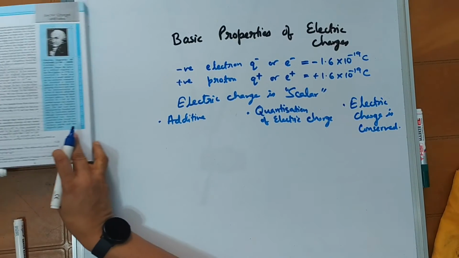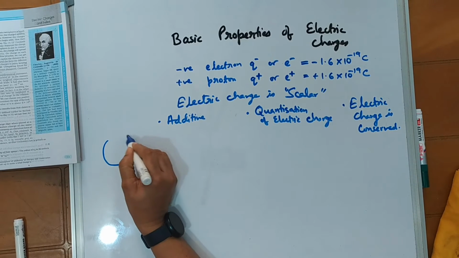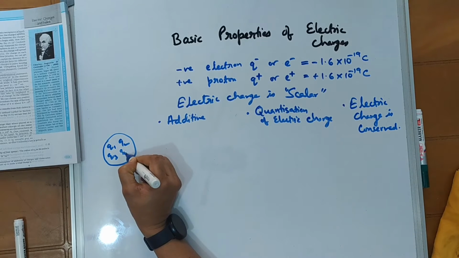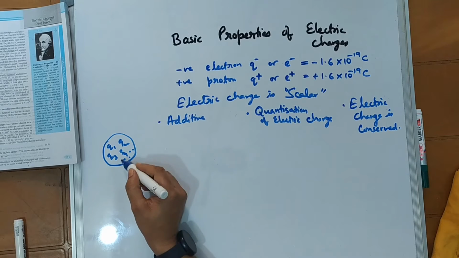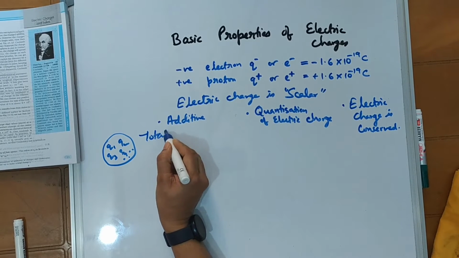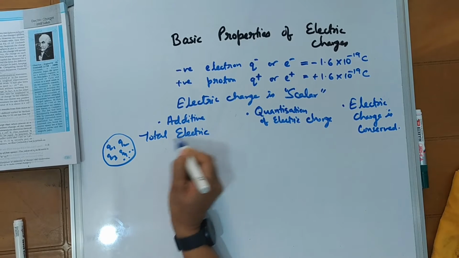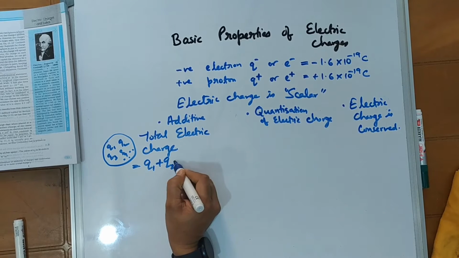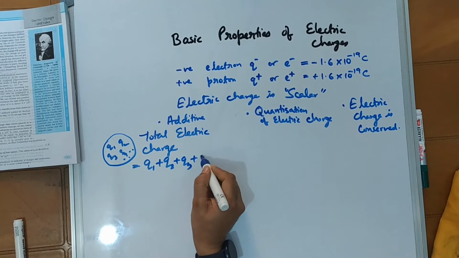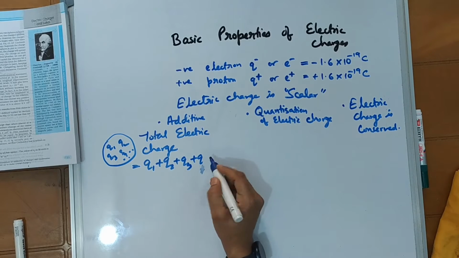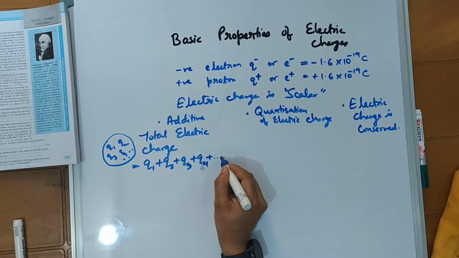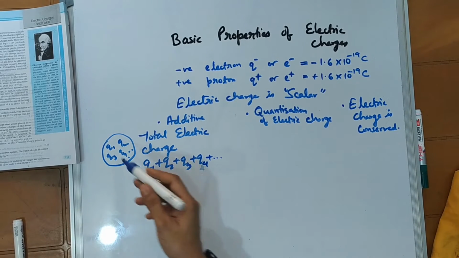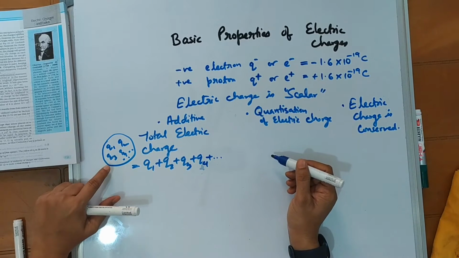What is the additive property? If a system has n number of charges, say Q1, Q2, Q3, Q4, the additive property says the total electric charge is the algebraic sum of the charges on the individual charges. There may be positive charges, there may be negative charges. So the total charge is the algebraic sum of the individual charges on that body.